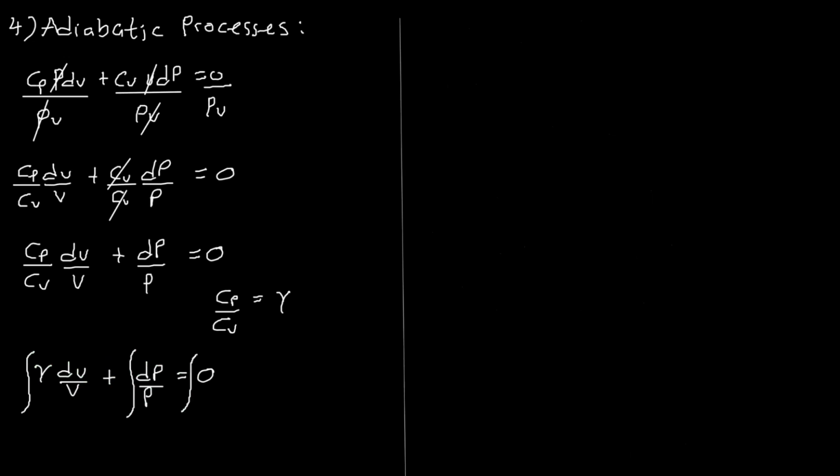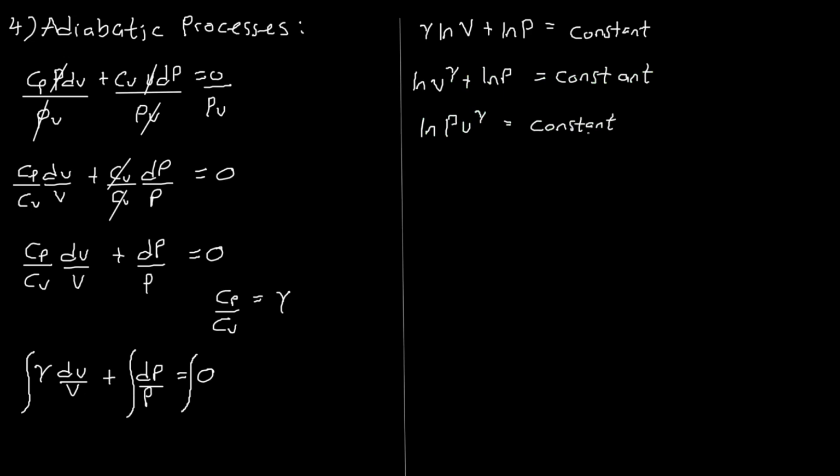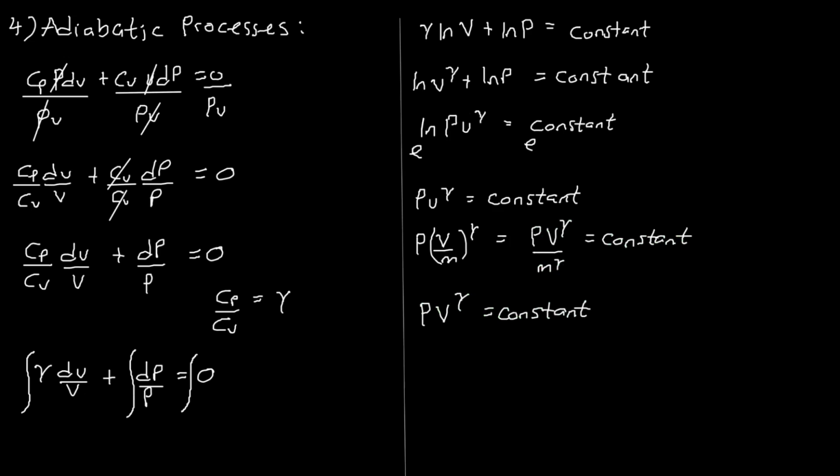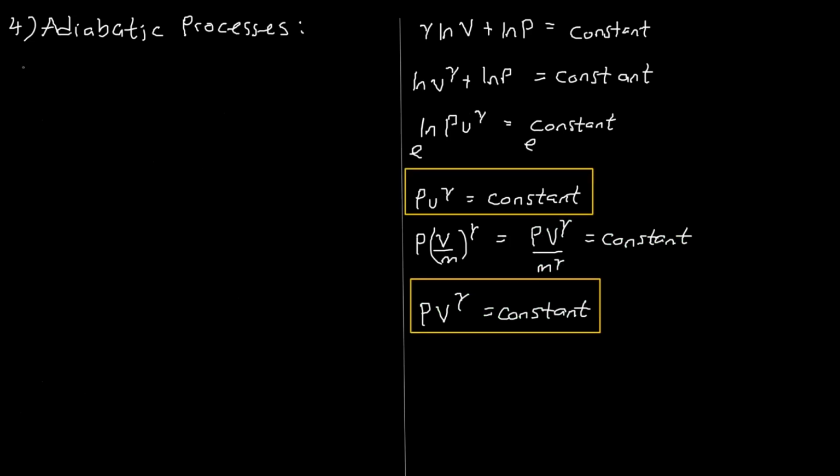Integrating both sides, we have gamma times the natural logarithm of V plus the natural logarithm of P equals a constant value, or the natural logarithm of PV to the power of the specific heat ratio is constant. Taking e to the power of both sides, we're left with PV to the power of gamma is constant. This is the relationship between the pressure and specific volume for an ideal gas undergoing an adiabatic process. It is also the relationship between the pressure and actual volume.